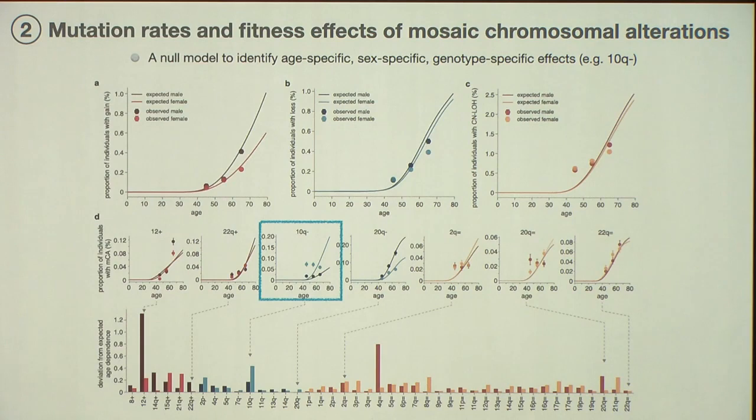Just highlighting a few of these, 10q loss, the model gets completely wrong. The model predicts that it should be quite strongly age dependent, and that age dependence should be different in men versus women. But if you look at the actual data, which is the data points there, there's almost no age dependence at all. So the model is just failing spectacularly here. But that's interesting because it says, okay, there must be something else going on, or very likely something else going on.